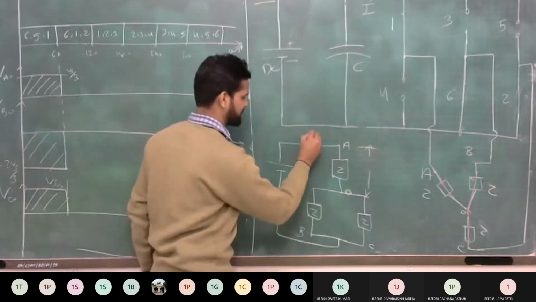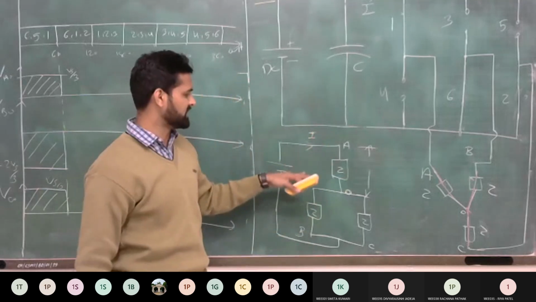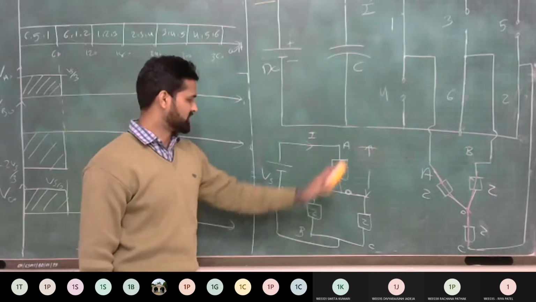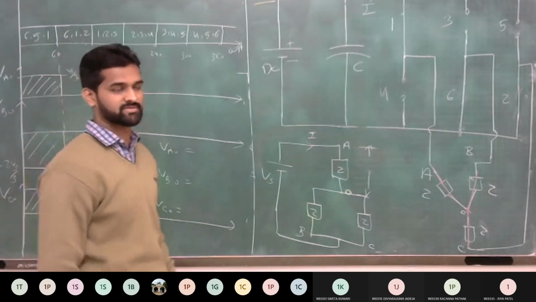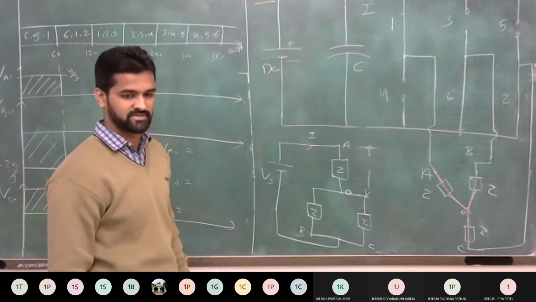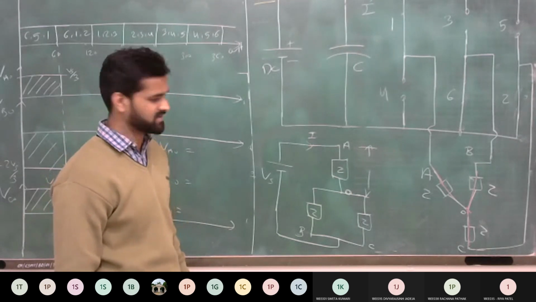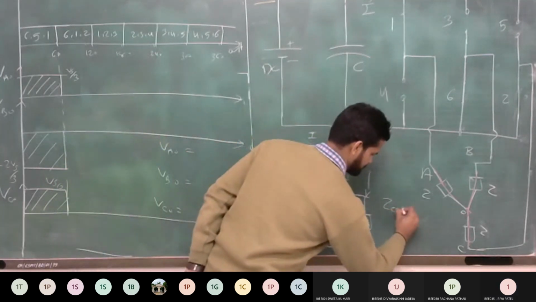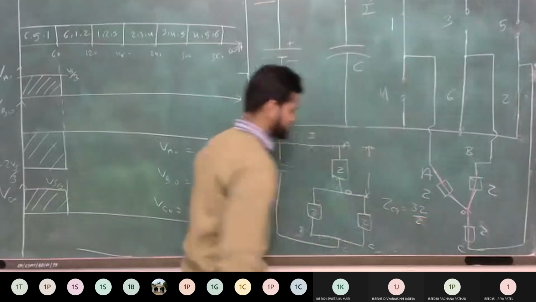Your total supply current is I. In the last lecture, we derived the equation of I in terms of supply voltage Vs and in terms of equivalent impedance. What is the equivalent impedance of this circuit? Z? 3Z by 2? Yes or no? 3Z by 2. That is the equivalent impedance.